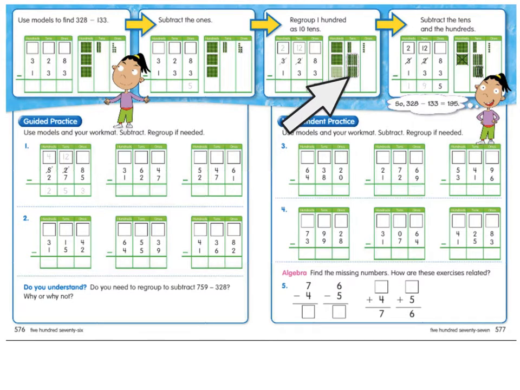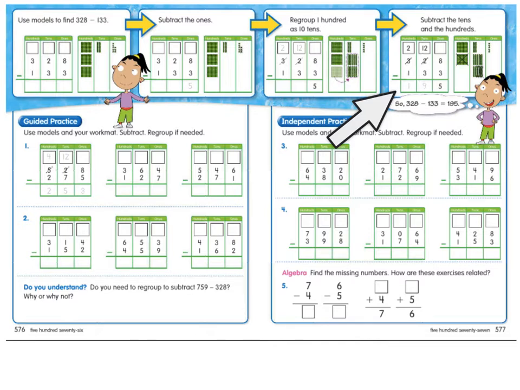If you look at their regrouping boxes, the 2 tens have now turned into 12 tens because the 2 is still there, and then they made 10 more to make it 12. When you look at the 100, they crossed that off, and now it is 1 less because they took one of the hundreds and broke it into 10 tens. So now there is 1 less, which is 2 tens. If you go to the fourth box, it says subtract the tens and the 100s.